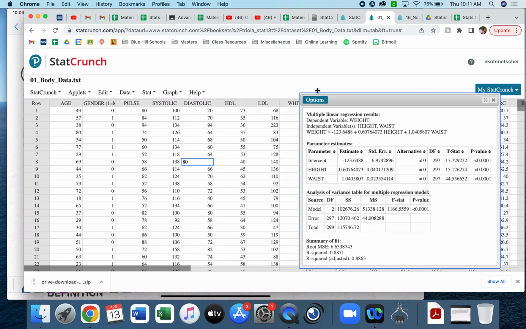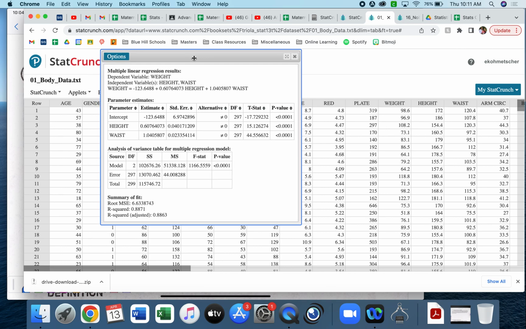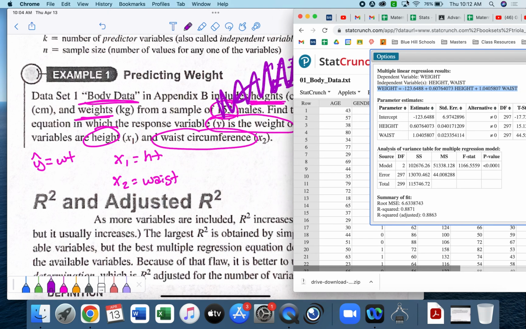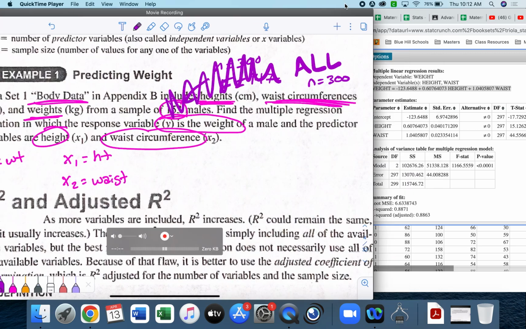So it has all of the stuff that we want it to do, and it spits out an equation for us. It comes with this little box. So our dependent variable was weight. That was our y. Our x's are height and waist. And then it spits out this equation for us. I'm going to highlight it in blue. It's about the third or fourth line down. Okay? So I'm going to write that down over here. And this is going to be the equation that it's spitting out for us.